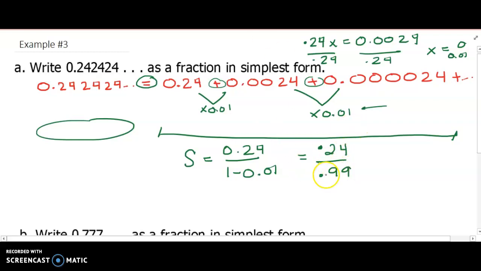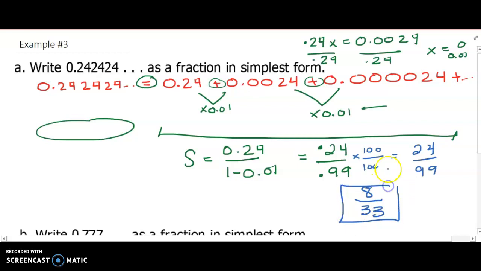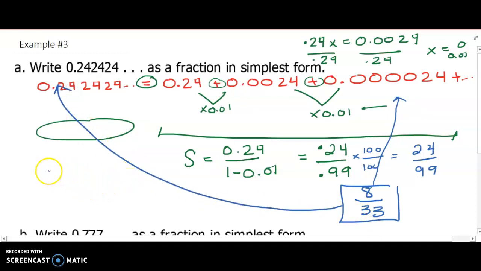Now, remember when you have a fraction with a decimal, I can multiply both the top and bottom by 100. And all that does is change this to 24 over 99. And then that simplifies. 24 over 99, each of those go into 3. So 8 over 33. That's my sum. So I can write the right side as 8 over 33, which means that I can write the left side as 8 over 33 as well. If you do 8 divided by 33 in your calculator and get a decimal, you should get this.